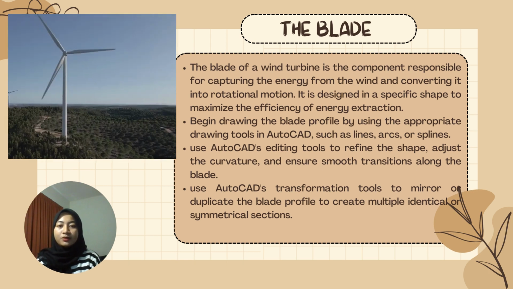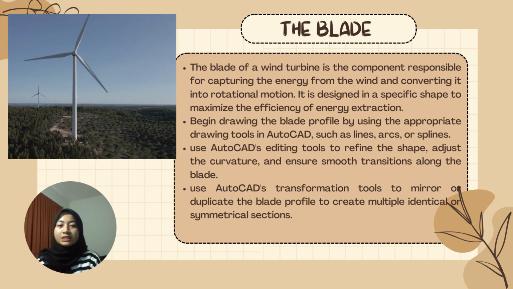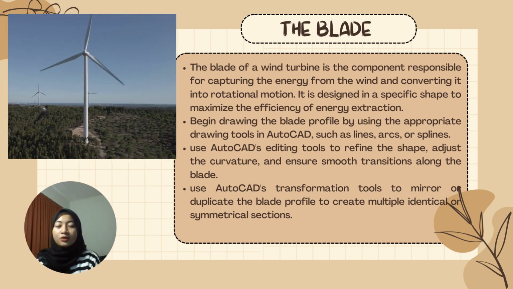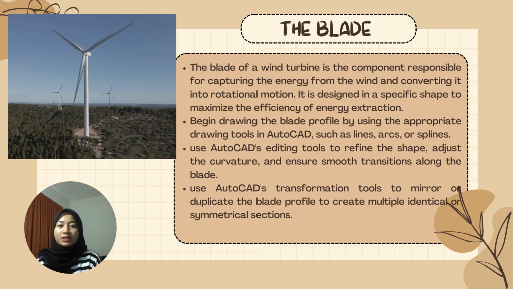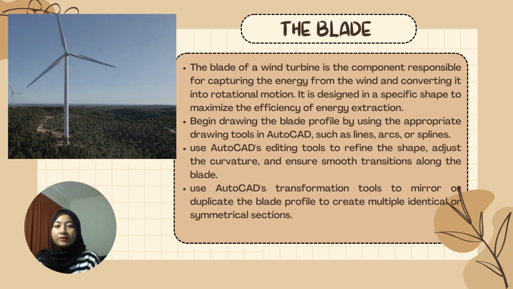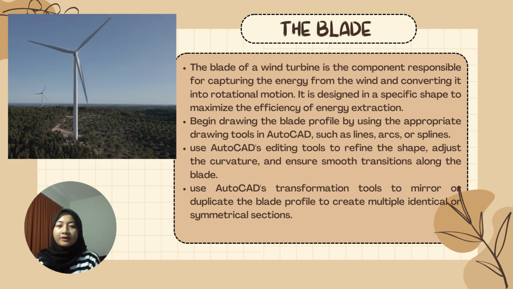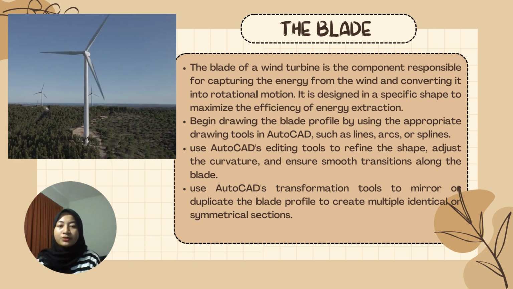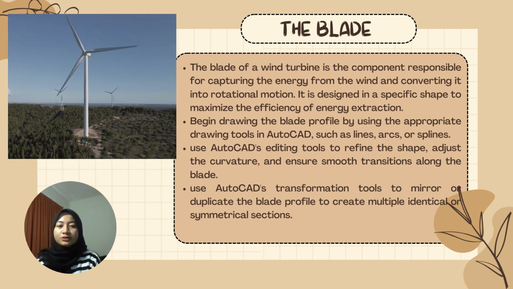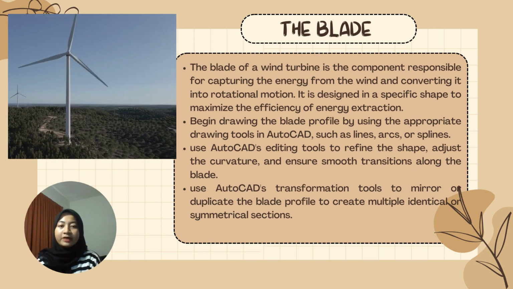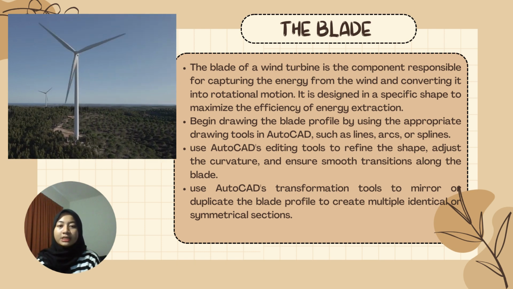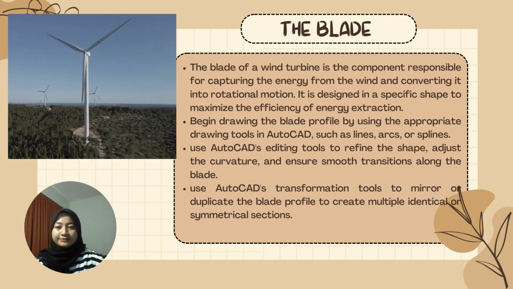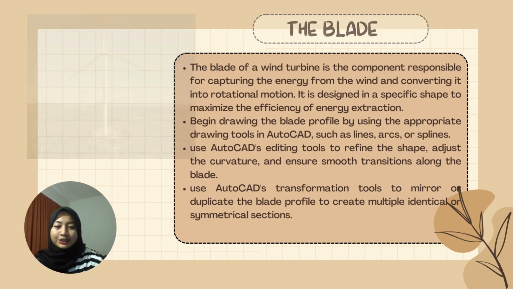So I began drawing the blade profile by using the appropriate drawing tools in AutoCAD such as line, arc, or spline. And then I use AutoCAD editing tools to refine the shape, adjust the curve, and ensure a smooth transition along the blade. And lastly, I also use AutoCAD transformation tools to mirror or duplicate the blade profile to create multiple identical or symmetrical sections because we know that a wind turbine has three blades. That's all from me. Thank you.